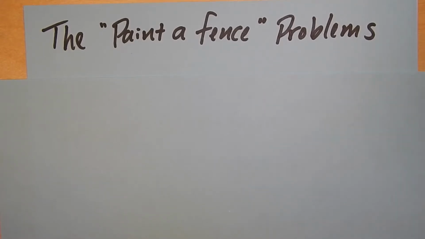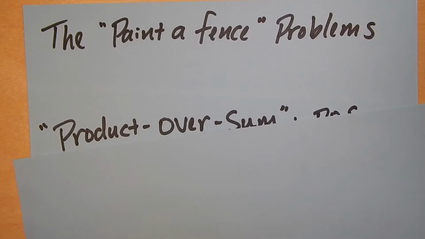So today, what we're looking at are the dreaded paint a fence problems. Sometimes they're called work problems, but it's a problem where some kind of job is being done in a certain amount of time, and two or more people have to work together. There's a method for doing these problems that I haven't really seen taught anywhere else. I want to claim that I came up with it, but I probably didn't. But I do have a name for it. These are the product over sum problems.